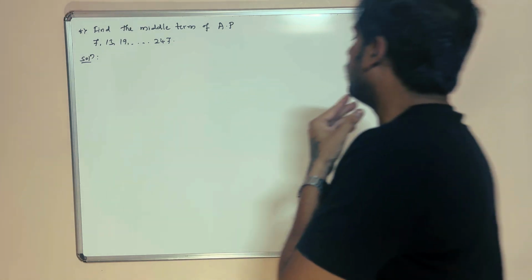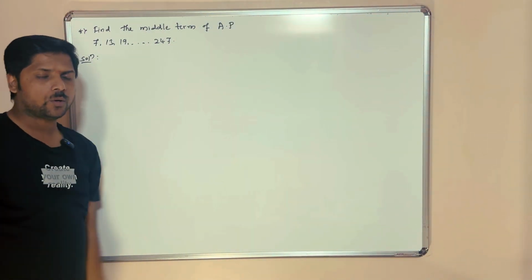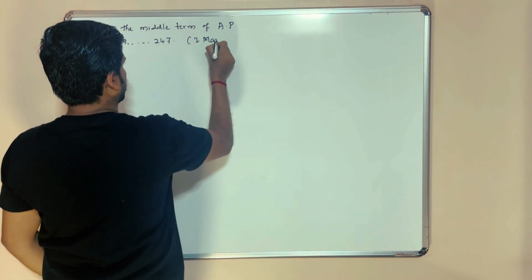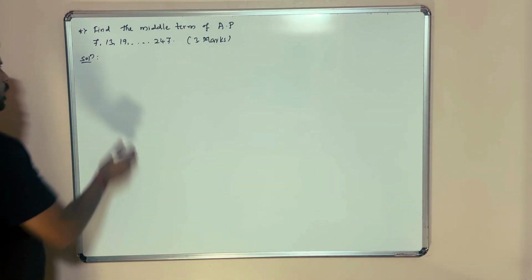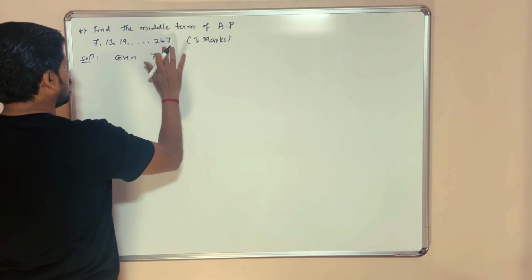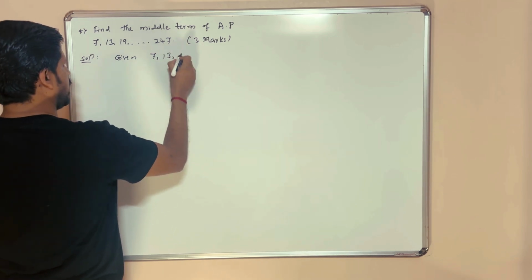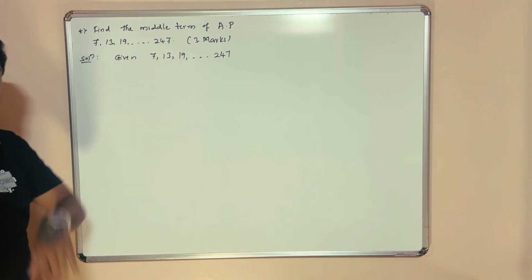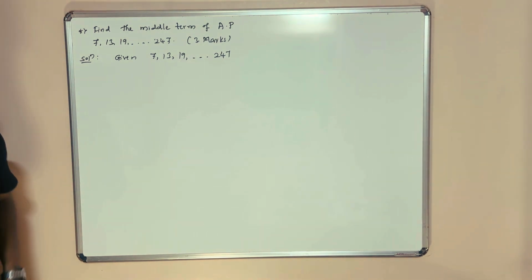Next question. Find the middle term of an AP 7, 13, 19 and so on up to 247. 3 marks, important. 3 marks question, very very important. Here given AP is 7, 13, 19 and so on up to 247. Here we have to find the middle term of this AP.